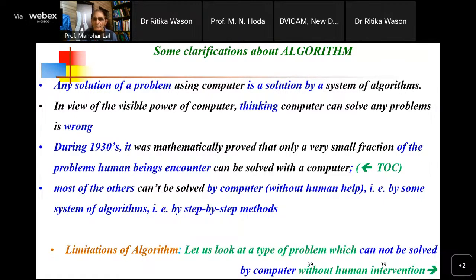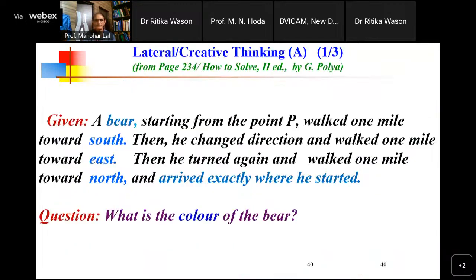And most of the others cannot be solved by computer without the help of some system of algorithm, step by step. Most of the others, that is, only a very small fraction of the problems which we human beings encounter, can be solved with the help of computers, but most of the others can be solved only by intervention of human beings. Friends, I discuss here a very elementary problem which may be solved easily by human beings, but even the most powerful computer cannot solve this problem. Let us have a look at one.